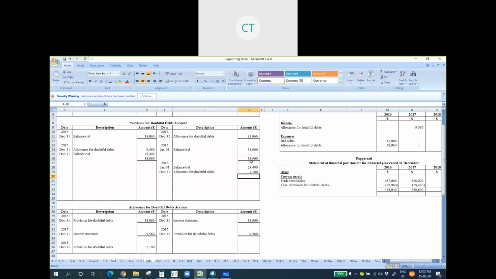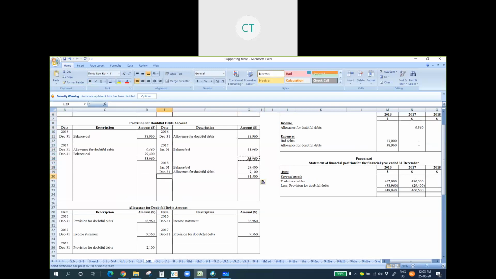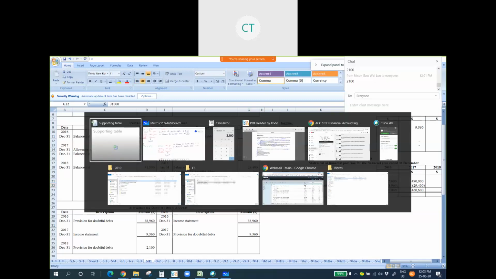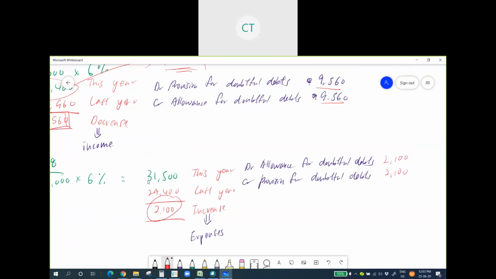And then we have to close the account. So my closing balance CD will be 31500. So my BD will be 31500. And this amount must match with your computation. This amount must show in statement of financial position, SOFP.